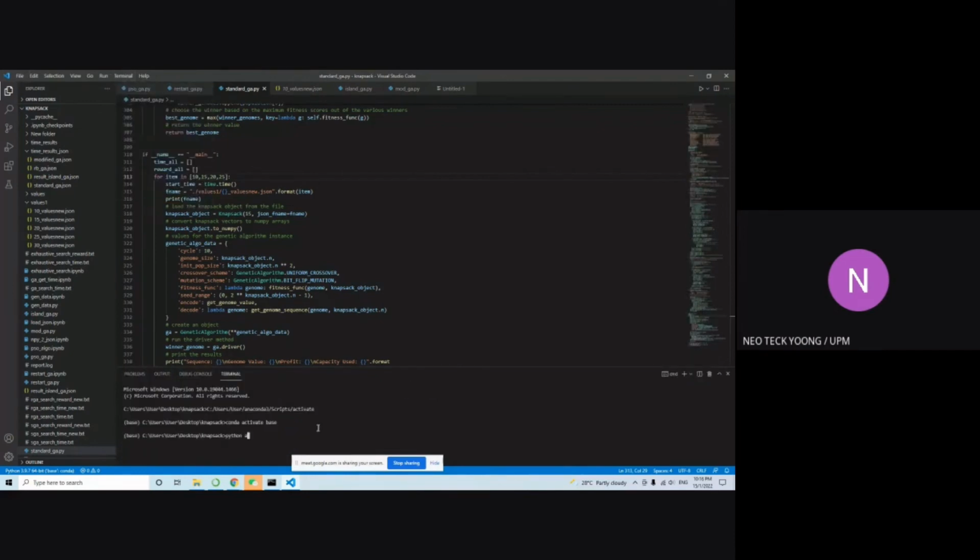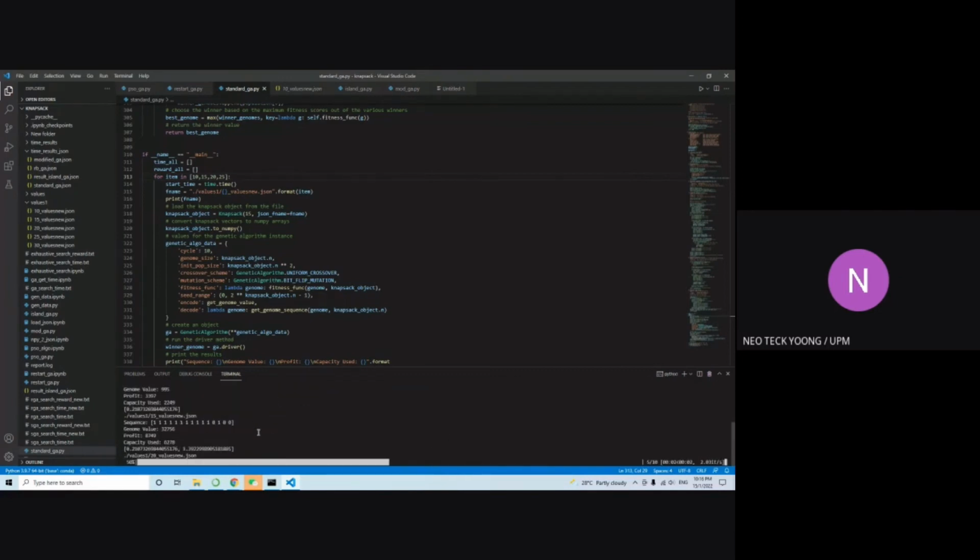I need to activate the Python library. Right, now the code is running. As you can see, it takes all the sequences, and then I record the time taken for each algorithm to finish running. And these are the rewards. The rewards are the fitness value the algorithm has obtained.